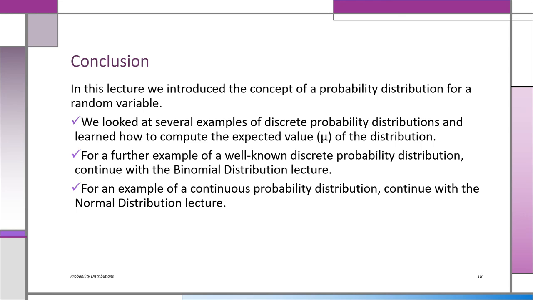In this lecture, we introduced the concept of a probability distribution for a random variable. If the random variable is a discrete random variable, we need to look at a discrete probability distribution. And we're going to go further in depth in one example of a discrete probability distribution, the binomial distribution. If the random variable is a continuous random variable, we need a continuous probability distribution, and we're going to go further in depth into mainly the normal distribution in that lecture and in further lectures where we look at variations of the normal distribution.